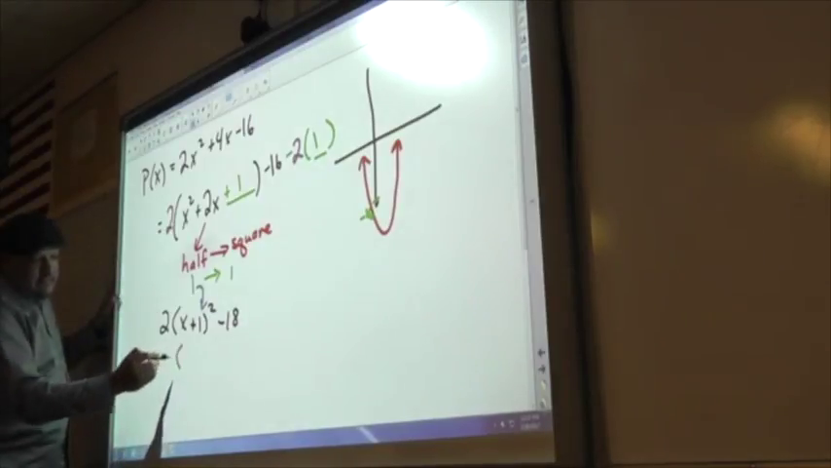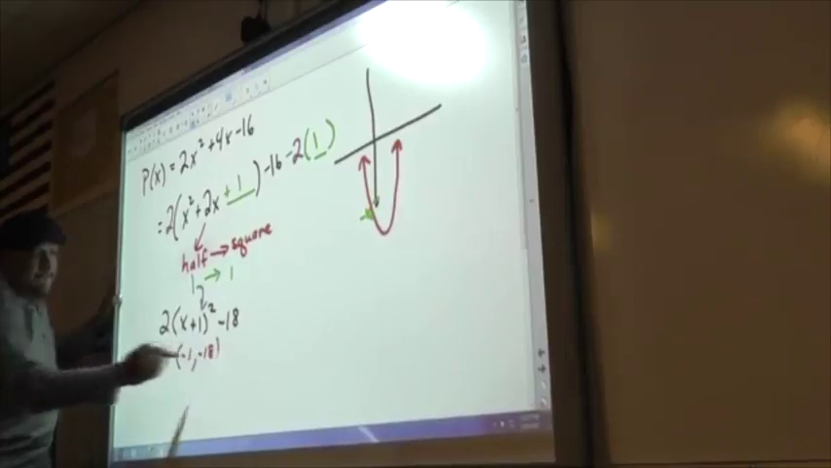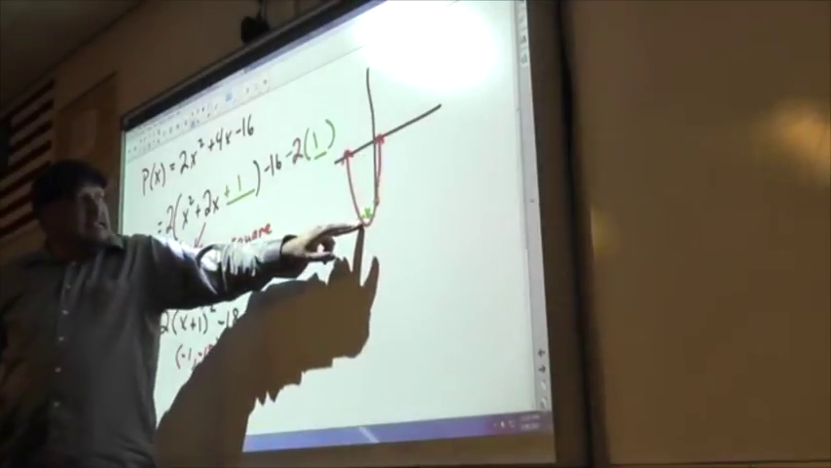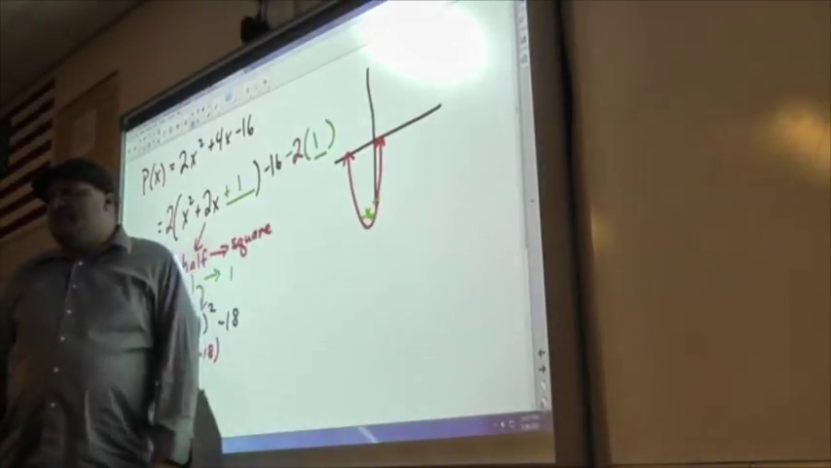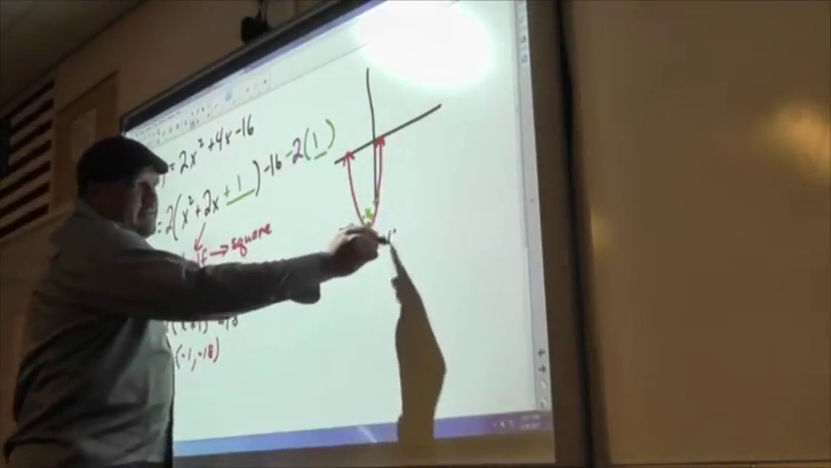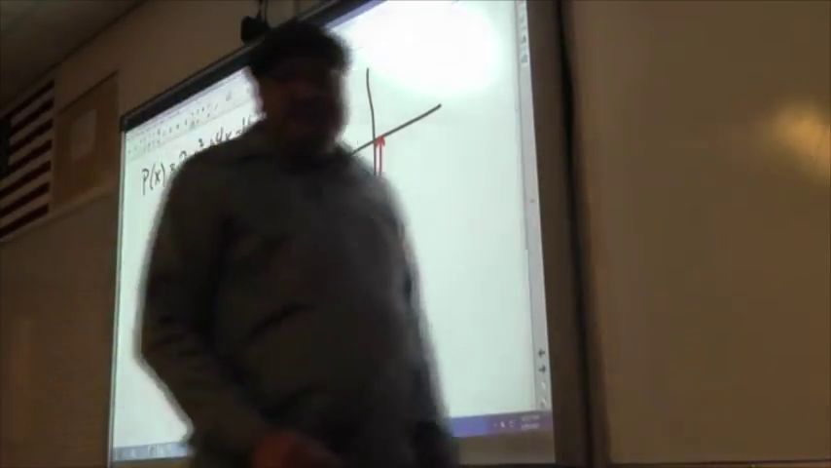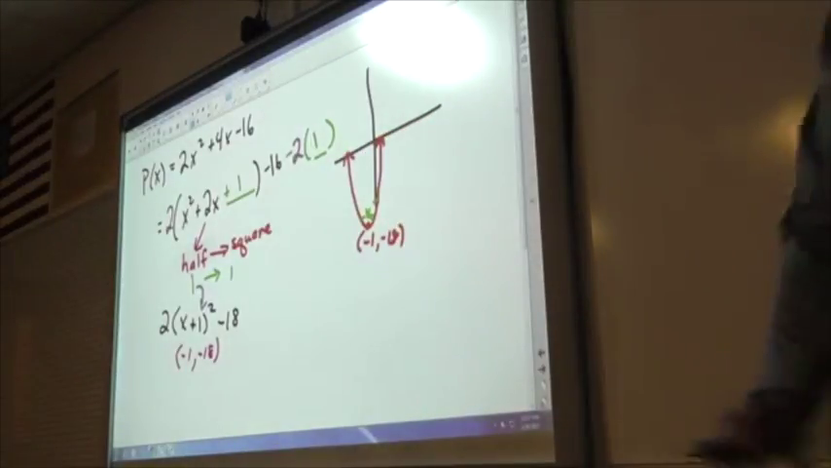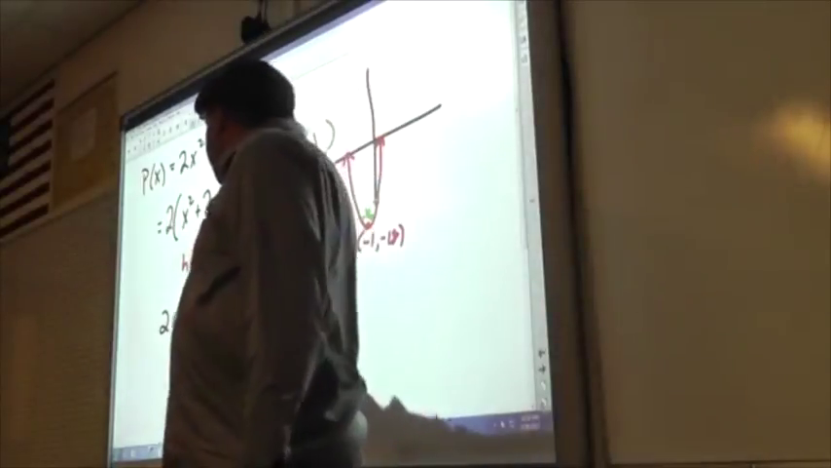Now is this informative? What's the vertex? Now I know where it goes, right? This goes like that. Or this is -1, -18. I'm so confused on where you have the blue arrow. All it means is you see this number 1, it goes right there.